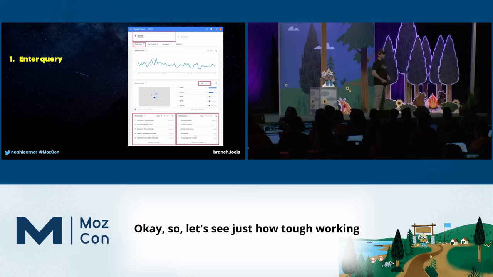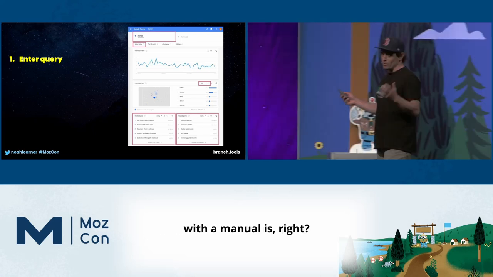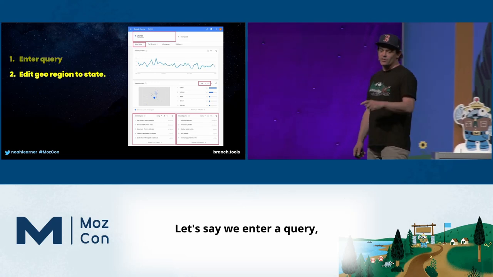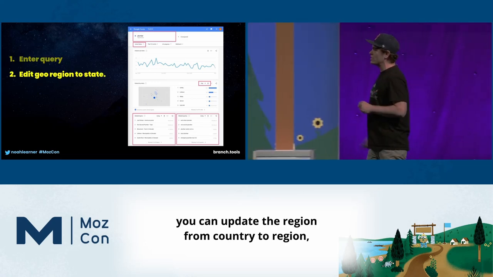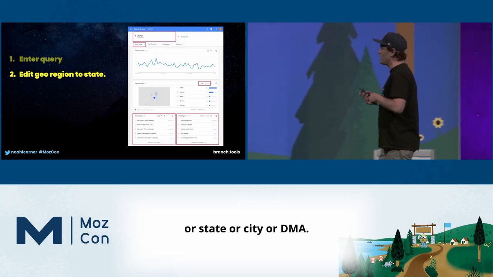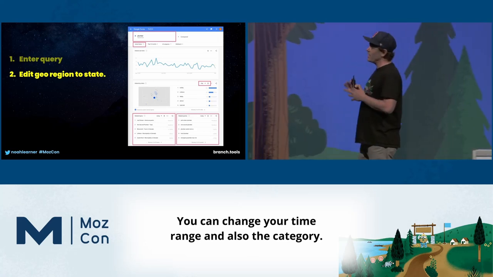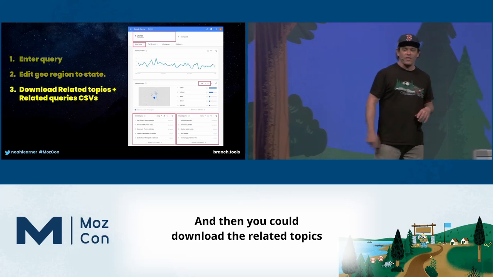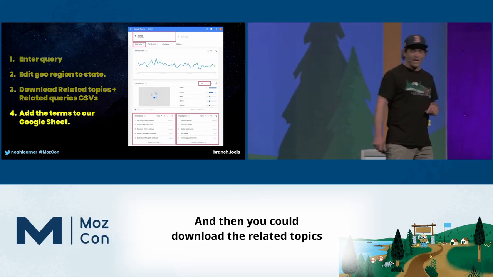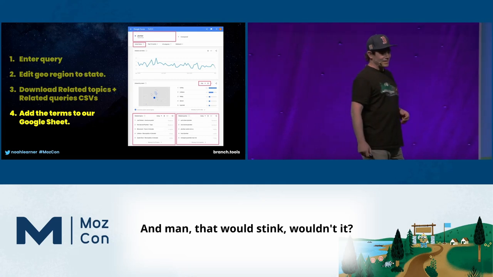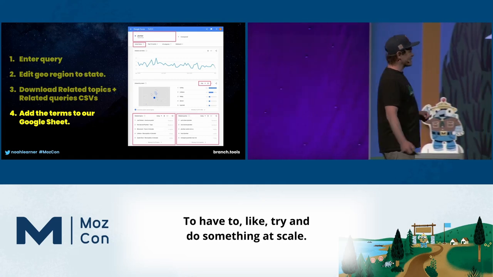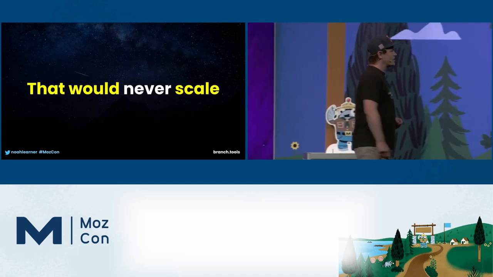Okay, so let's see just how tough working with manual is, right? Let's say we enter a query. You can update the region from country to region or state or city or DMA. You can change your time range and also the category. And then you could download the related topics and then you could add those to a Google Sheet. And man, that would stink, wouldn't it? To have to try and do something at scale.